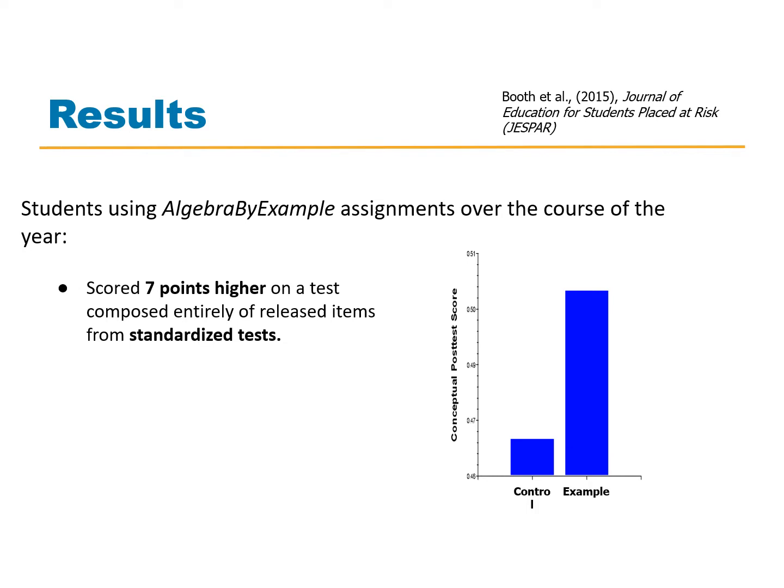Students using Algebra by Example assignments over the course of the year scored 7 points higher on a test composed entirely of released items from standardized tests. In addition, students gained 4 points in procedural knowledge, even though Algebra by Example students were assigned half the number of problems to solve on their own.